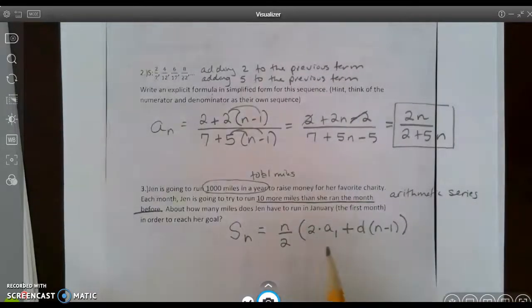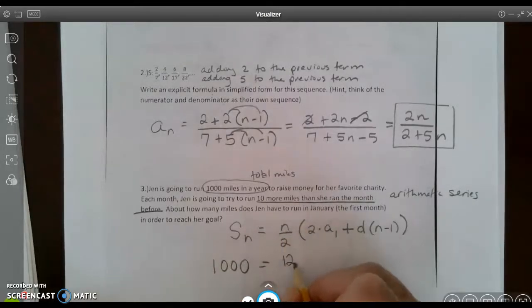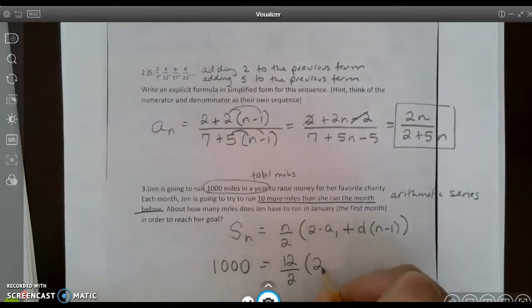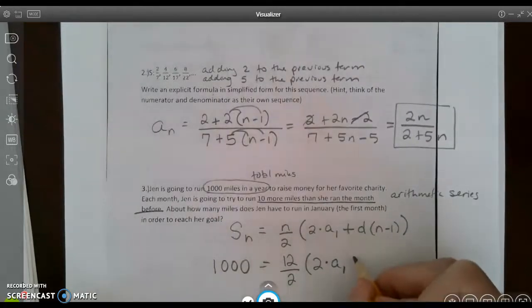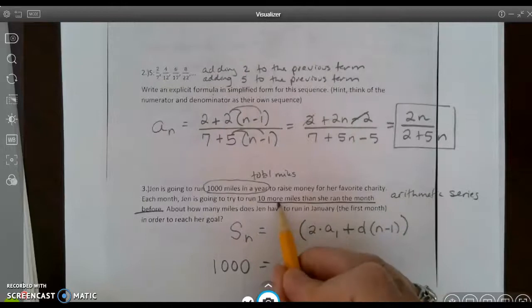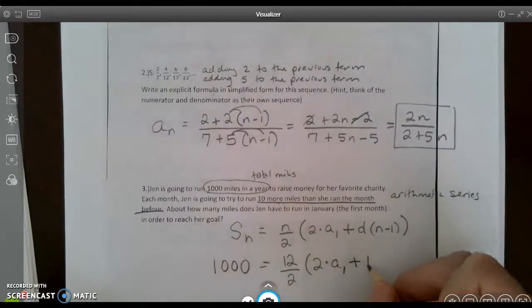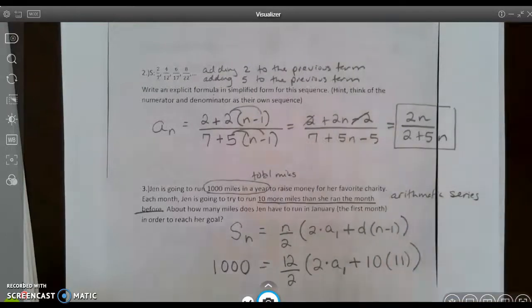So I've got to think about all the things I know. I know the total that I want. I want it to be 1,000 miles. I know how many months I have. I have 12 months. What I don't know is the first term. I know the constant difference. It's 10 more miles than she ran the month before. And 12 minus 1 would be 11.